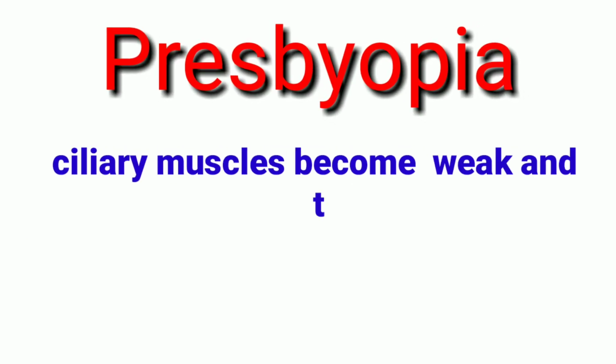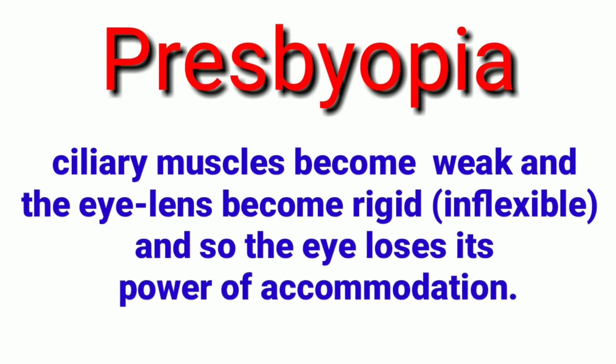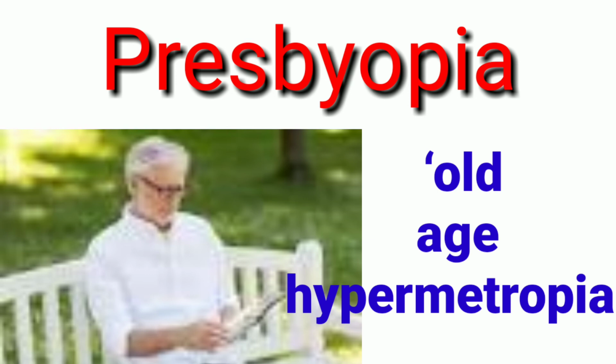Next one, presbyopia. Due to aging, ciliary muscles become weak and the eye lens becomes inflexible, and so the eye loses its power. Because of this, an aged person cannot see nearby objects clearly, so it is also called old age hypermetropia.